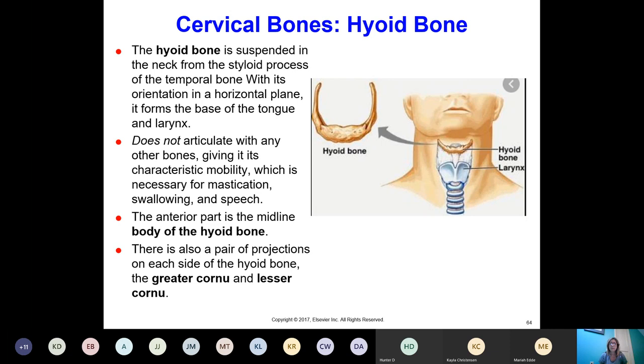And then you've got the body, and you can see I don't have a hyoid bone to show you either, but if you look at that picture on slide 64, you can see the thick body part, or the bottom of the horseshoe down here, is the body of the hyoid bone. And then you've got your two projections that stick out like horns, like this. And those are the greater cornua and the lesser. If you look, you can see you've got two big tall ones, and then you've got shorter ones next to it. Greater are the big ones, lesser, smaller.